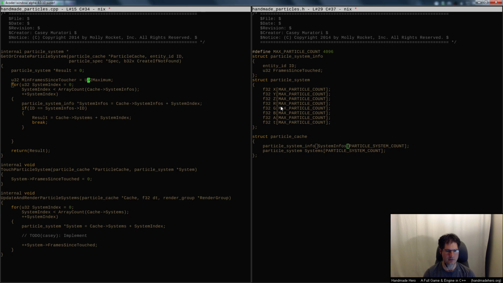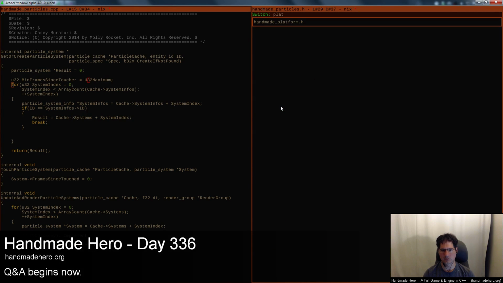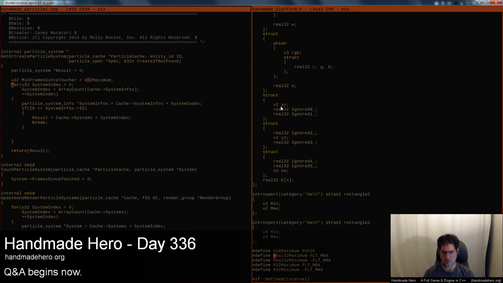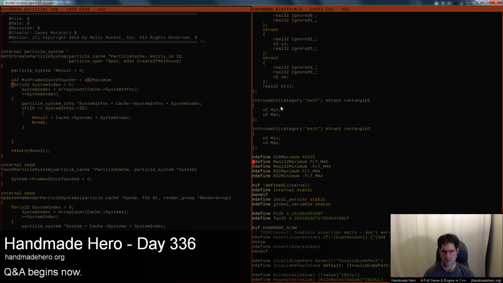Do we not have a U32 maximum? Somehow? It looks like we do not have a U32 maximum.